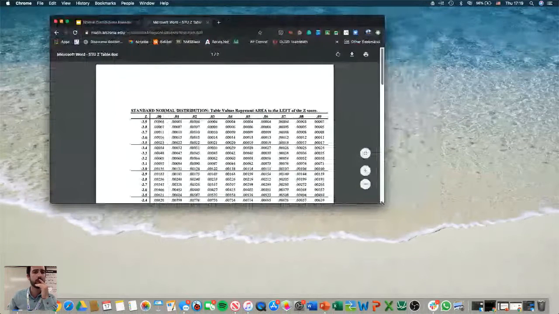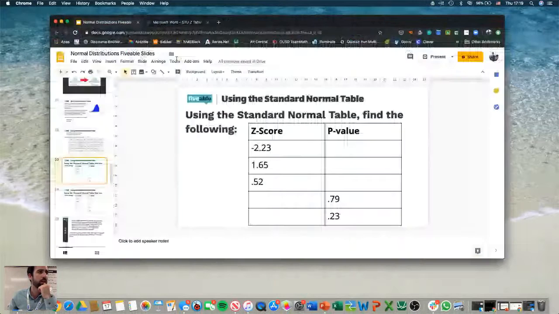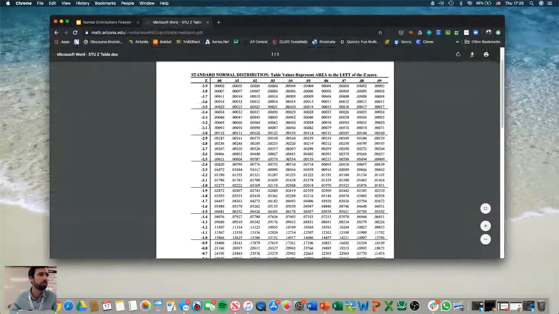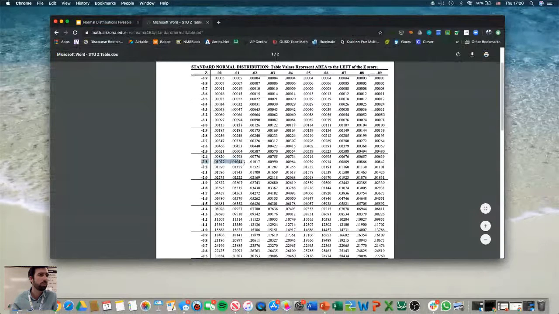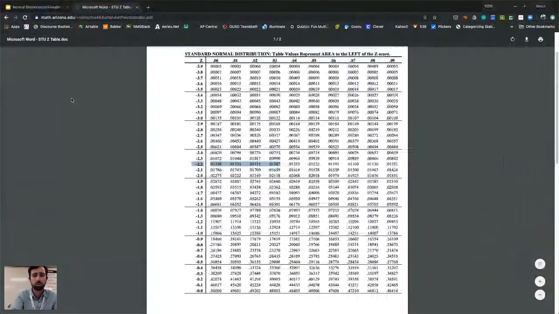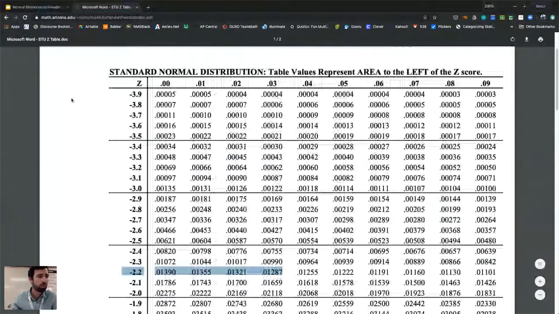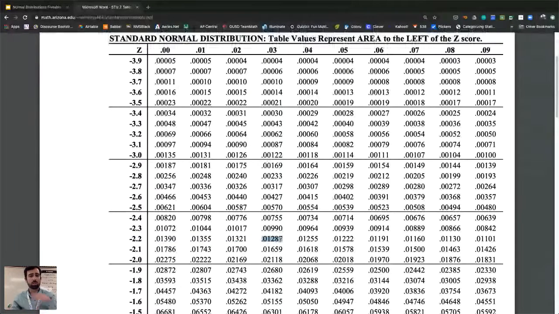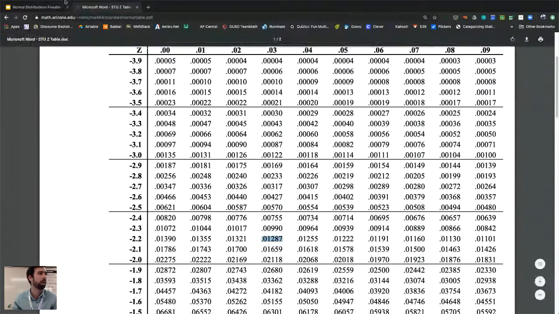All right, here's our standard normal table. First one, we wanted to find a z-score of negative 2.23. So I'm going to go to my negative side, 2.2, and I'm going to go all the way over to 3. So my z-score is negative 2.23, which gives me about 1.28%. So that percent right there is the area to the left of that z-score. Let's go back.